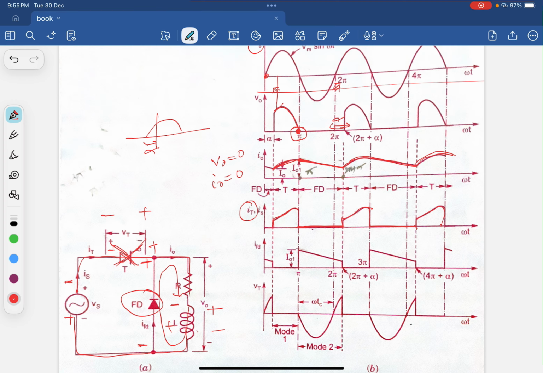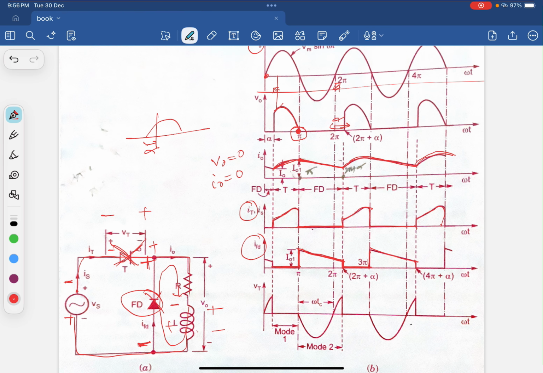If you look at the current through the freewheeling diode, the freewheeling diode was not in the picture at the start because it was reverse biased. Here it is positive and here it is negative. The diode was reverse biased, so it is 0. But as the inductor discharges through this freewheeling diode, you can observe it rises and then falls and reaches 0. Again you can see in the next time period, it rises and then falls to 0.